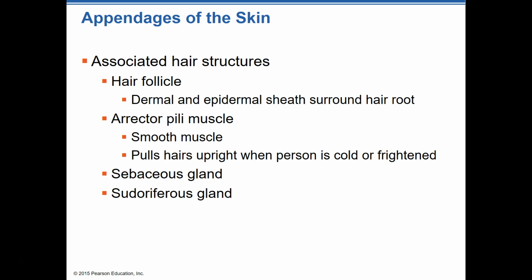A hair follicle is surrounded by dermal and epithelial or epidermal sheaths that surround that hair root and protect it and create a little pocket where it grows. Inside there's also something called an erector pili. It's a smooth muscle, and it pulls hair straight upward when a person is cold or frightened. We've probably all had that happen to us, and we're all familiar with the terms: it made the hair on the back of my neck stand up, or the hair on your arm stand up, or gave you chills or goosebumps. That is the erector pili muscle standing those hairs up.